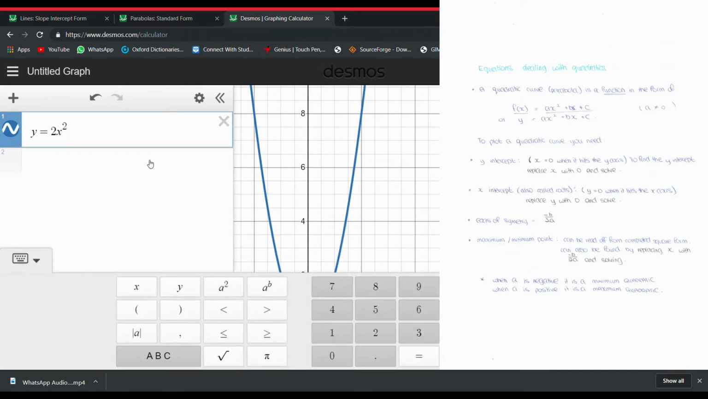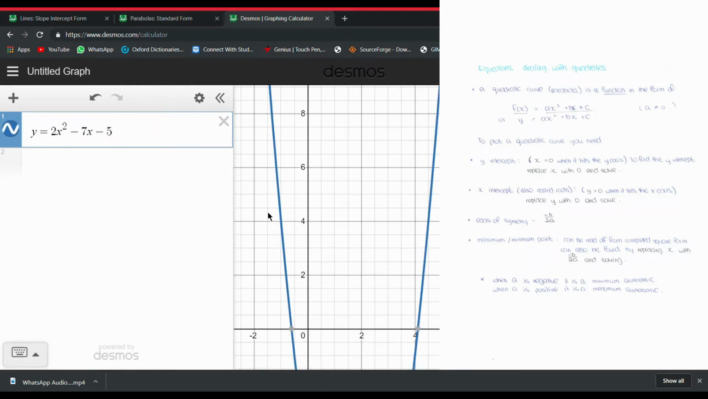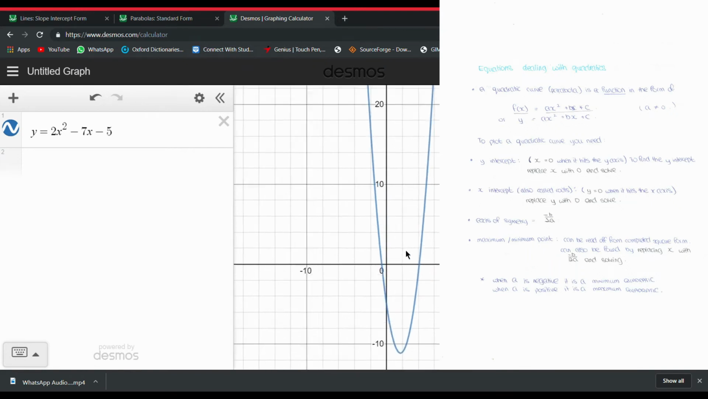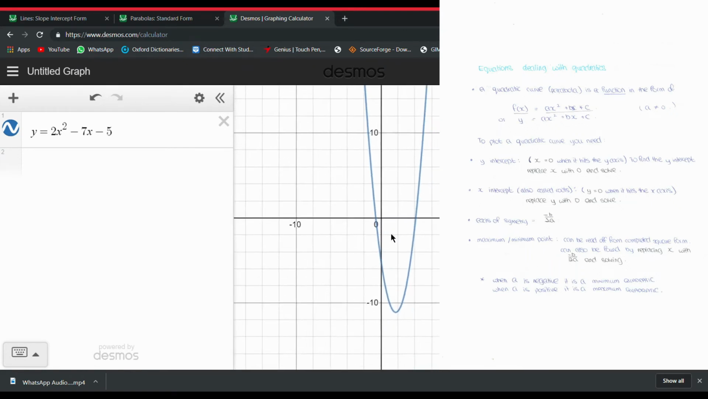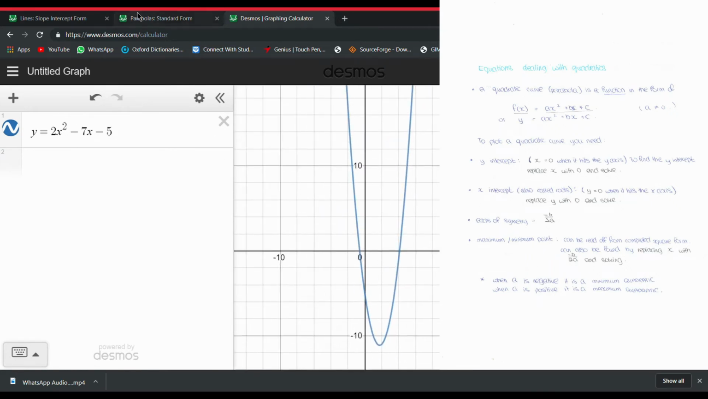I'm sort of cheating by actually putting it here. Plus 7x minus 5? Minus 7x minus 5, sorry. I literally just opened the book. I should have probably thought of getting that before I did this. So, this is sort of what it would look like, and you have to plot it without knowing anything.